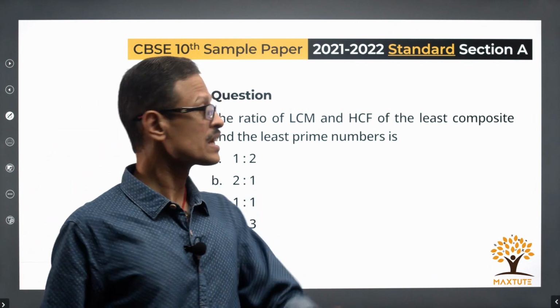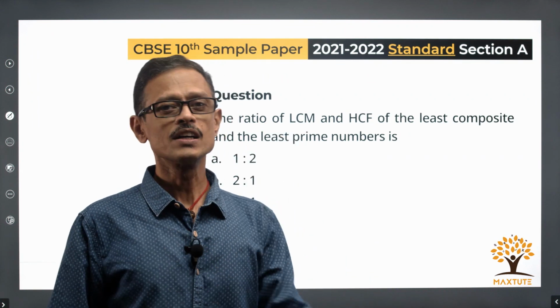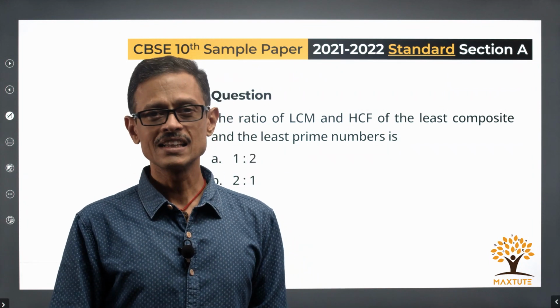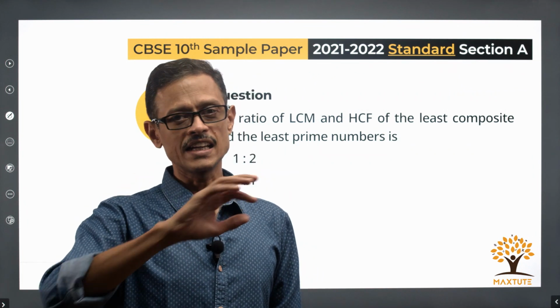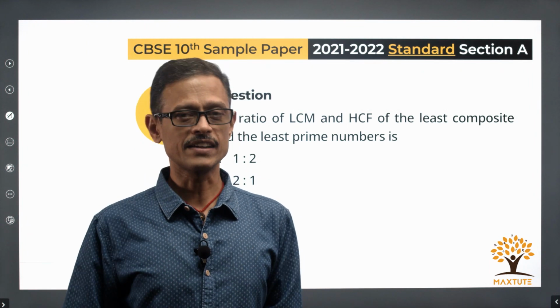This comprises 4 questions from the standard version of the paper given by the CBSE Board, sample paper for the academic year 21-22. This is section A of this, right? Let's get started. All these 4 questions are real number questions. All 4 are easy questions, things that you should be able to definitely get it right, right?